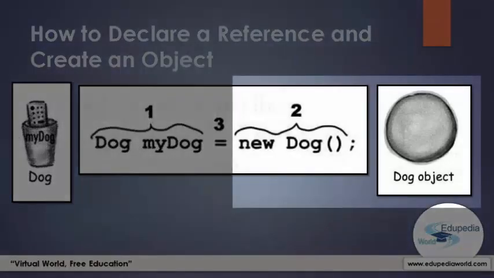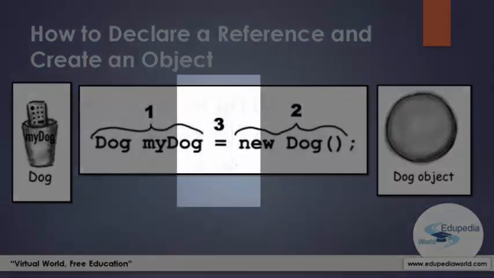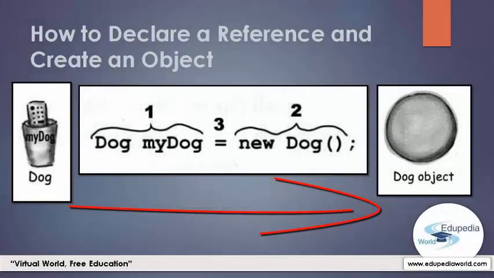In the second step, we create an object and it will tell the JVM to allocate a space for a new Dog object on the garbage-collectible heap. In the third step, we link the object and the reference. By using the equal sign, we assign the new Dog to the reference variable myDog. In other words, program the remote control.